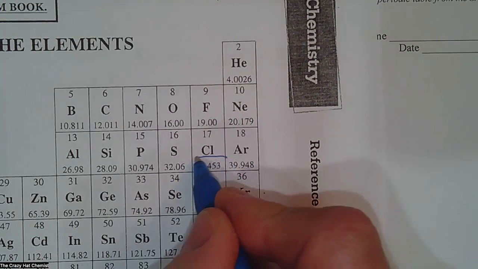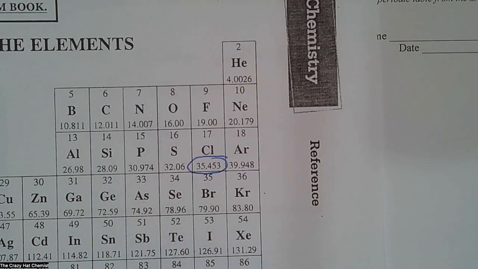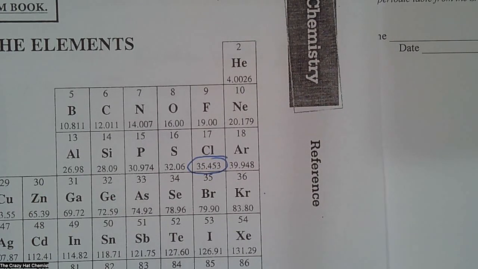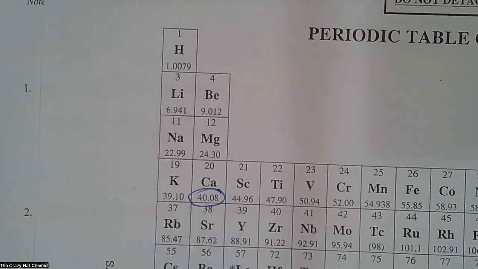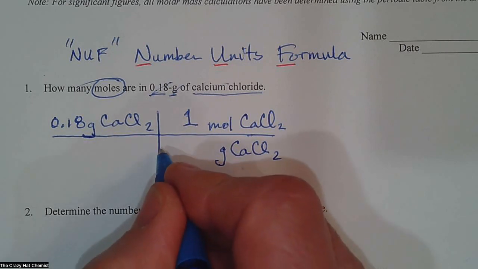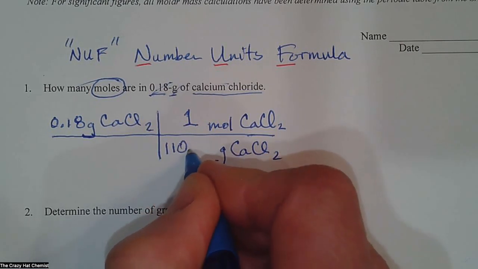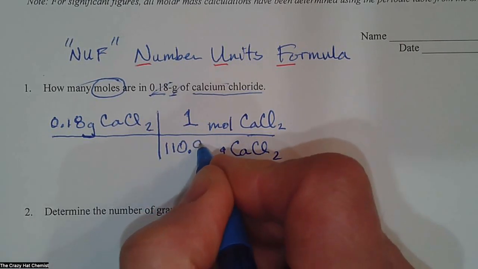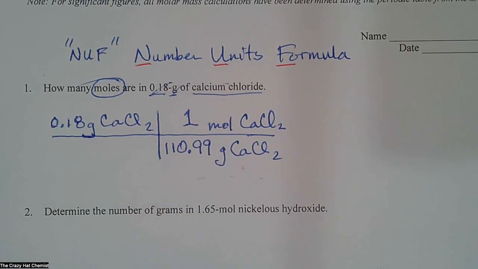And then 35.453 times 2. And then I'm going to round this number to the least number of decimal places. Chlorine has 3, calcium has 2. So I'm going to round that number, calcium chloride, that I get in my calculator to 2 decimal places. And that will be 110.99.